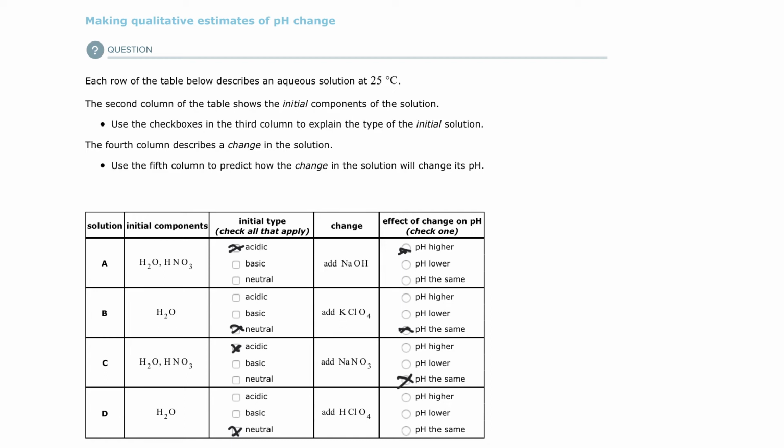And the last one here, you're going to add some HClO4, which is perchloric acid, and obviously it's an acid because I've got a hydrogen. If you add an acid, what happens to the pH? Remember the pH scale goes from 0 through 7 up to 14. Anything less than 7 is going to be acidic. Anything greater than 7 is going to be basic or alkaline.